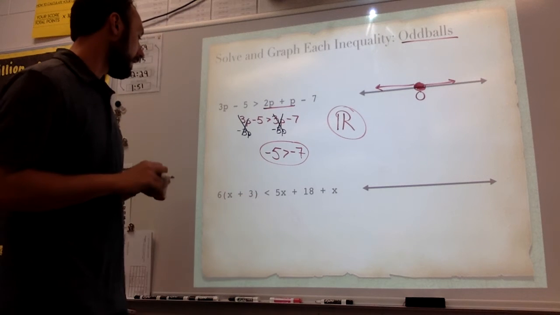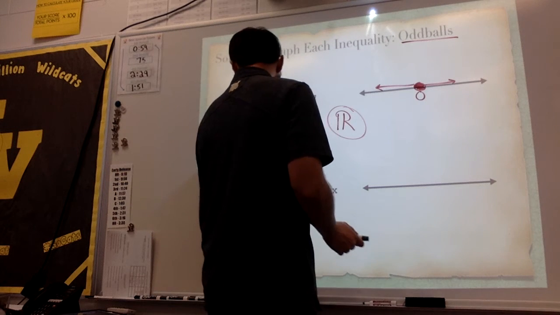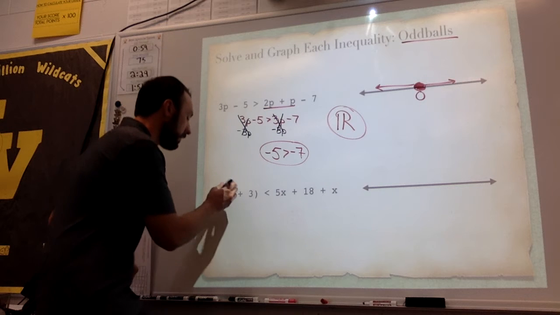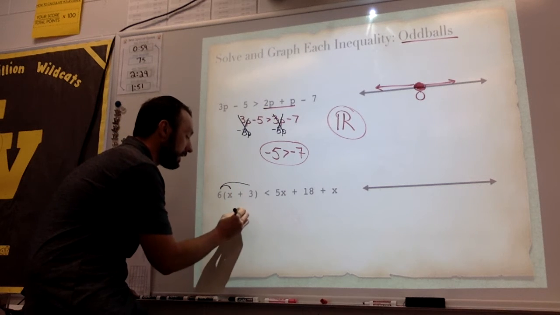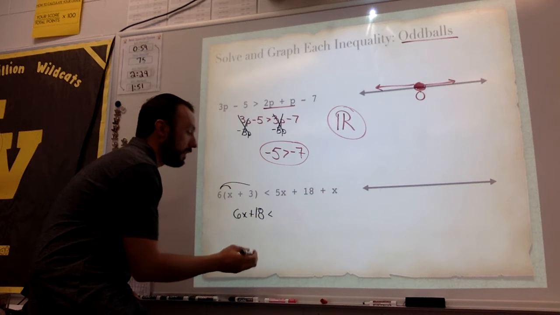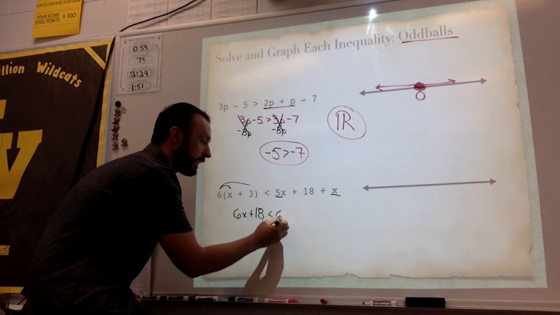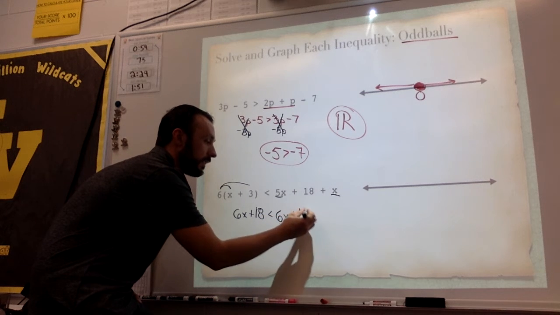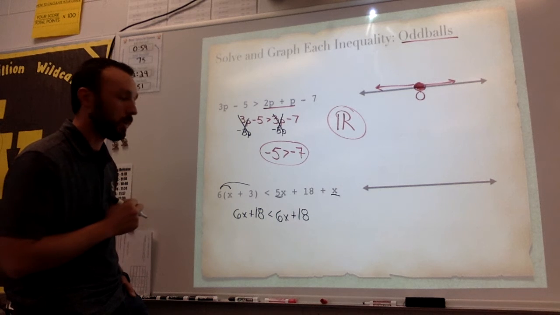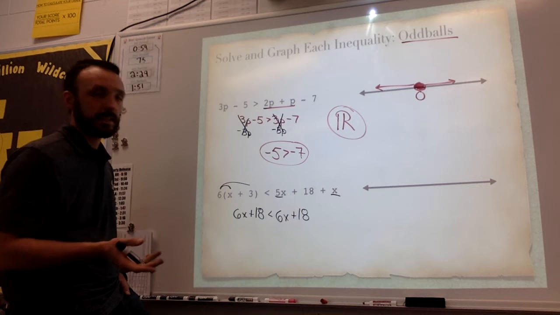Let's look down here. I have 6 times the quantity of x plus 3 is less than 5x plus 18 plus x. Step 1, let's distribute. I have 6x plus 18 is less than, and let's go ahead and combine like terms here. It's 5x plus x would be 6x plus 18. And you might notice already that we have the same thing on both sides of the variable. It's the exact same thing on both sides. If you want to take it a step farther, we can.